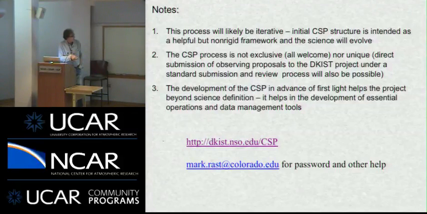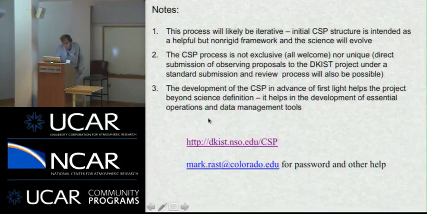Also, the CSP process is not exclusive. Everyone's welcome, nor is it unique. There are going to be other proposal submission options. A normal standard submission and review process will be in place as well.